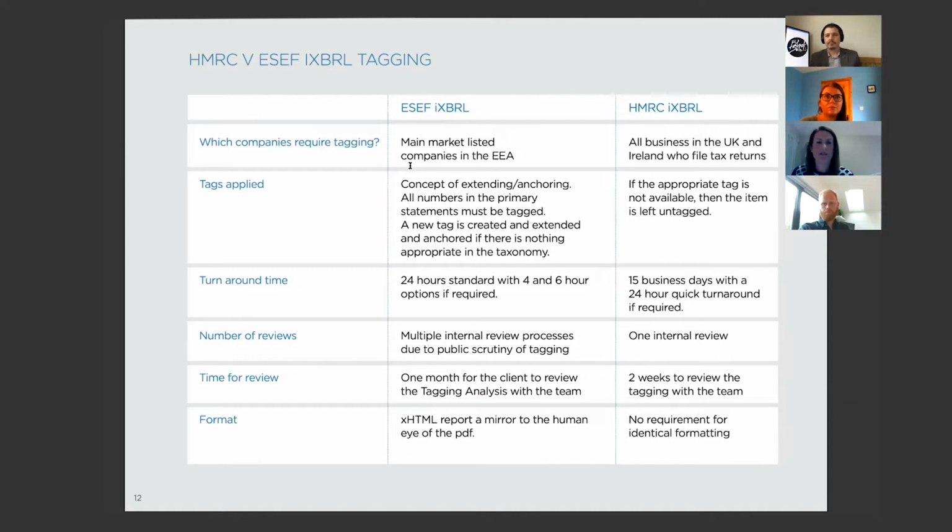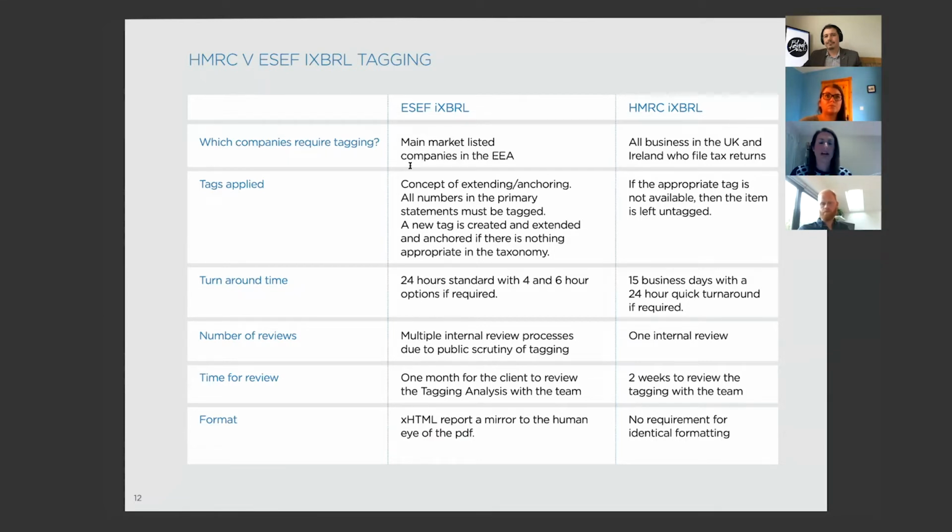So a little bit of colour around what the ESEF tagging looks like versus the HMRC tagging that we currently do. This is a question that comes up a little bit. So which companies are required to tag? For ESEF, it's the main market listed companies. For HMRC, it's all businesses submitting a tax return in the UK or Ireland.